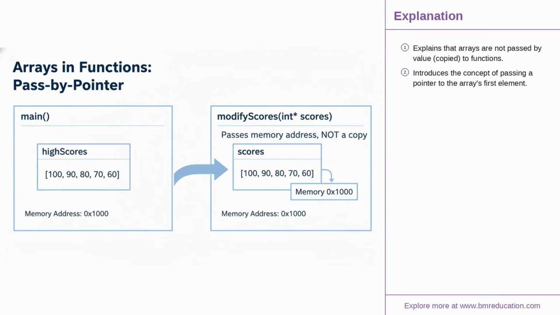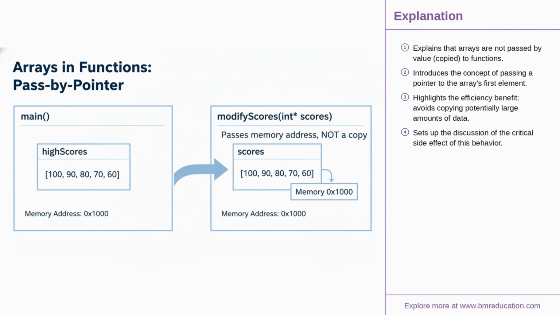Now let's move to a more advanced topic: using arrays with functions. When you pass an array to a function, C does something very efficient. It doesn't copy the entire array. Instead, it just passes the memory address of the first element. This is known as passing a pointer. This is extremely fast, especially for large arrays, but it has a very important side effect.